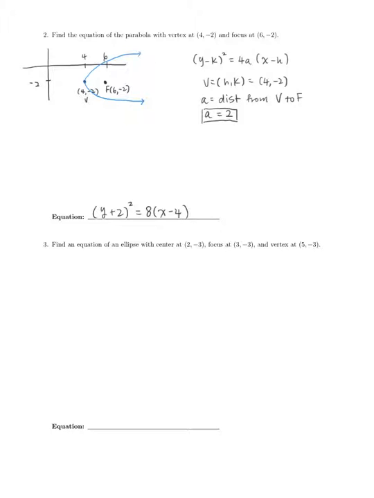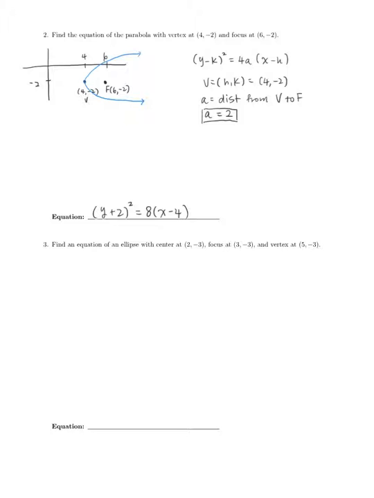Okay, number 3, find an equation of an ellipse with center at 2, negative 3, focus at 3, negative 3, and vertex at 5, negative 3. So it looks like all the points lie on the line y equals negative 3. That means what? The major axis must be parallel to the x-axis. Keeping that in mind, let's work it.